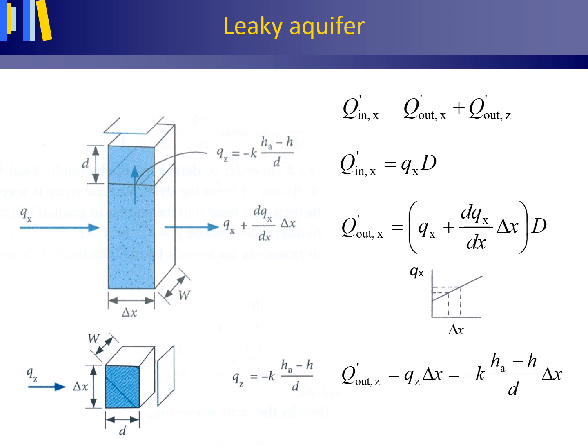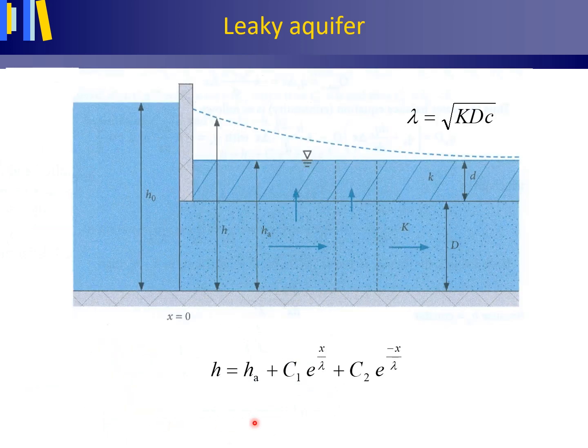Inserting all these equations in the above continuity or water balance equation, and some smart mathematics, delivers the hydraulic head distribution of the aquifer with horizontal distance x as this equation, with lambda being the square root of Kd times C. Again, the values of C1 and C2 can be found by inserting the boundary conditions.